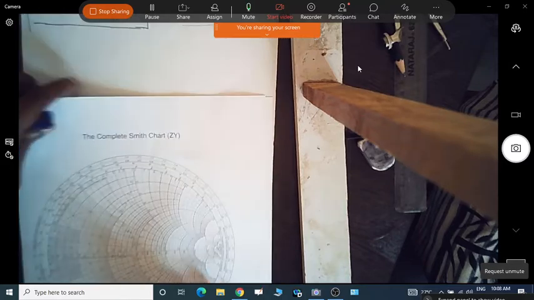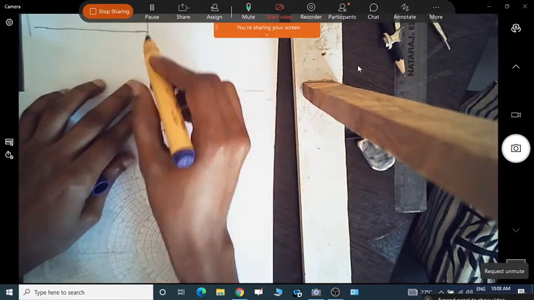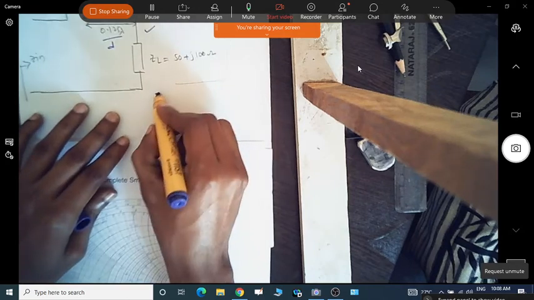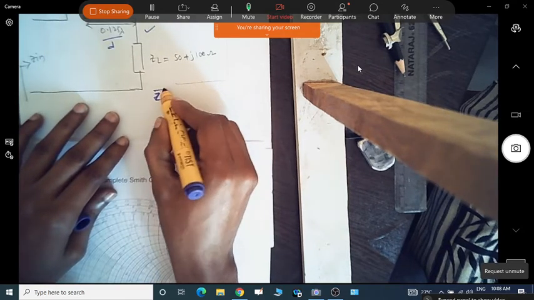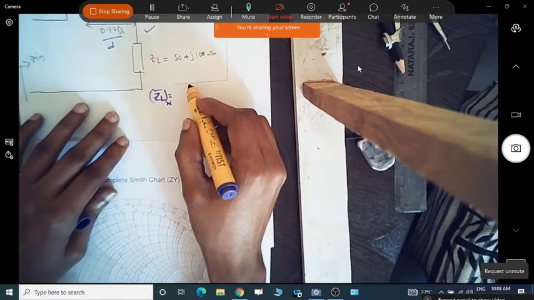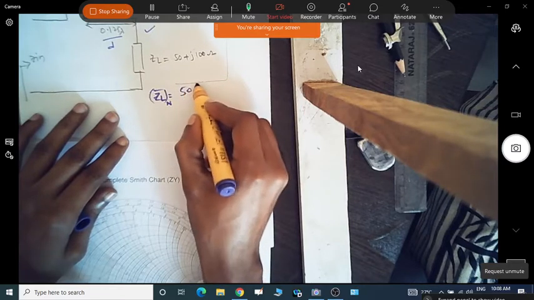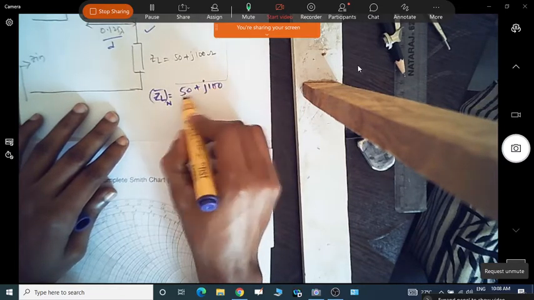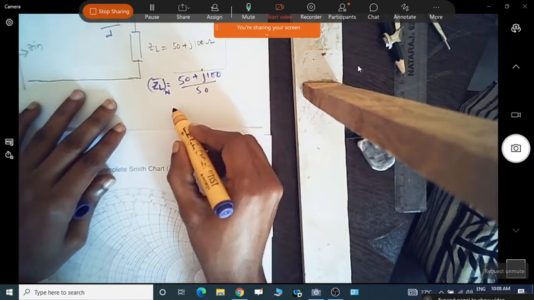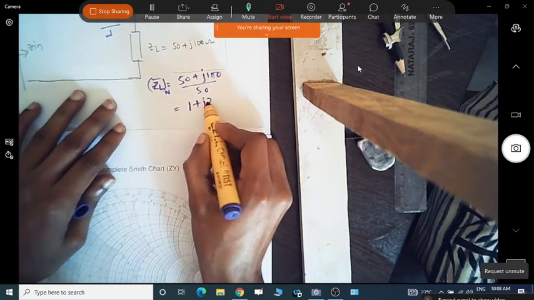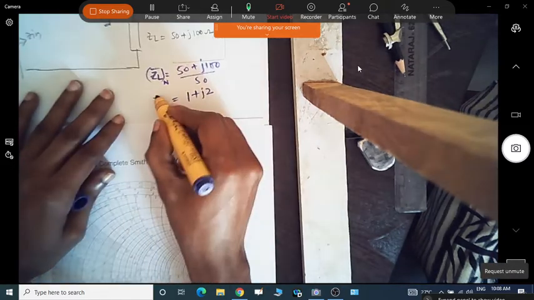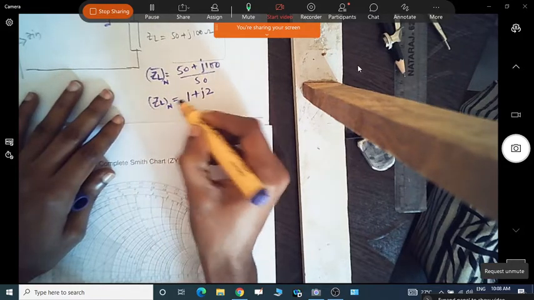So now we have the ZL value. First let us normalize that. The ZL normalized value is nothing but 50 plus j100 divided by 50, so this will be equal to 1 plus j2. So this is your ZL normalized value.